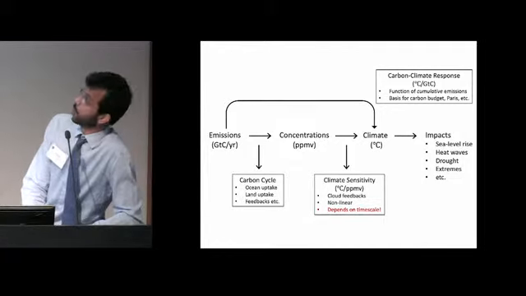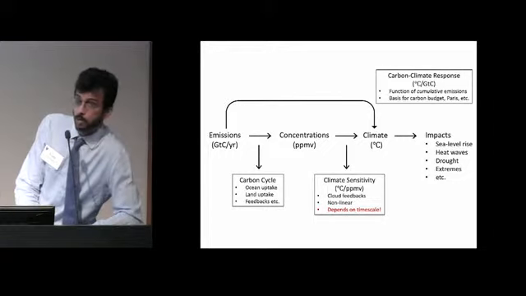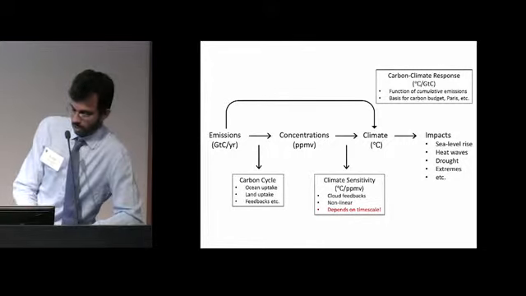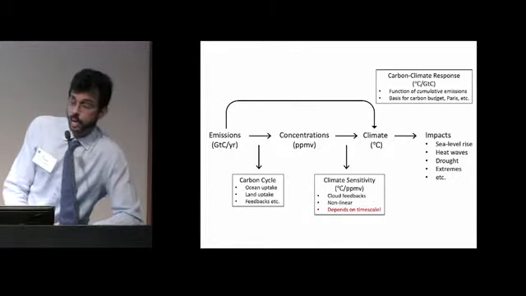The carbon climate response is measured in degrees Celsius per gigatons of carbon, not per year, but just the cumulative emissions, right? And this turns out to be, so you know, Tapio showed a slide asking, when are we going to get to a certain, well, what's our carbon budget and how long do we have?